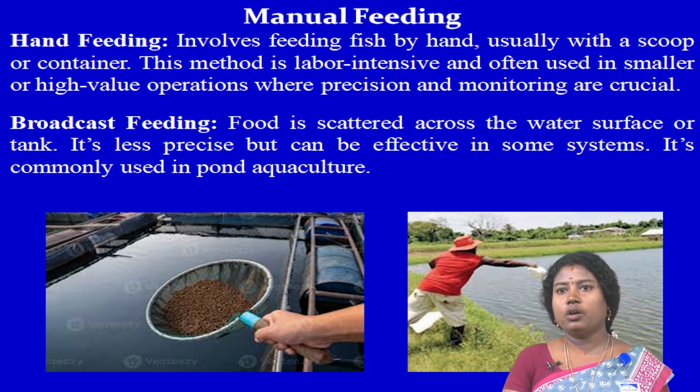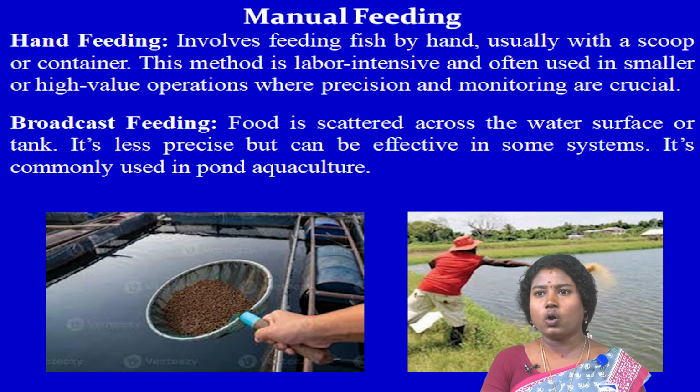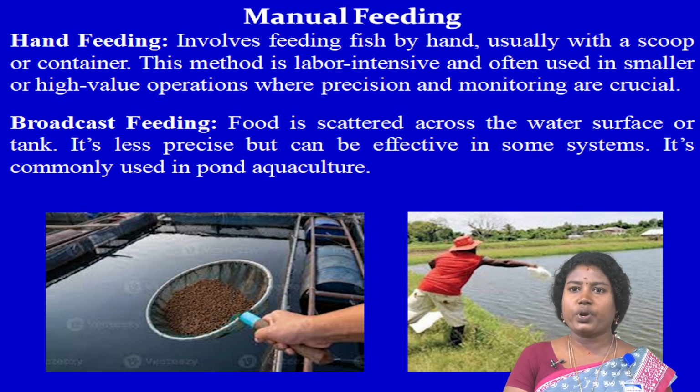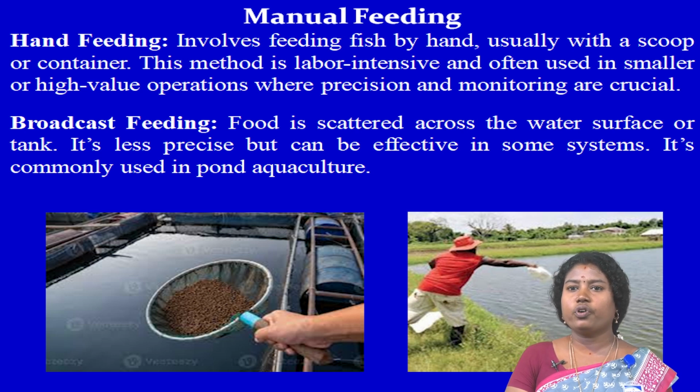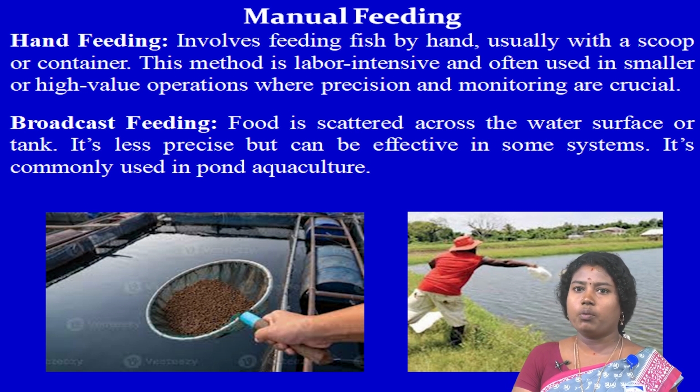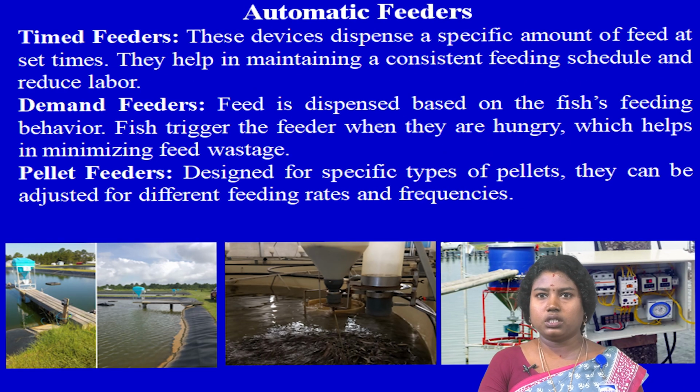Broadcast feeding: food is scattered across the water surface or tank. It's less precise but can be effective in some systems. It's commonly used in pond aquaculture. Broadcast feeding is often used for small fish that are unfamiliar with their environment. Automatic feeders.